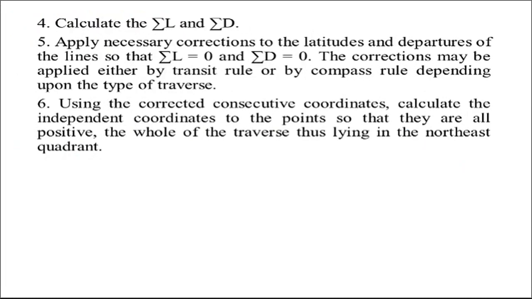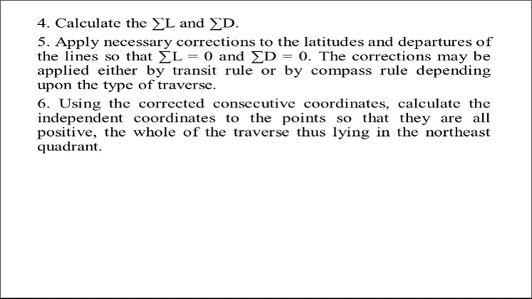After that, we have to calculate the summation of latitude and the summation of departure, and we have to find out how much is the error in latitude and how much is the error in departure. The next step, apply the necessary correction to the latitude and departure of the lines so that the summation of latitude will be equal to 0 and the summation of departure is equal to 0. These corrections are applied either by transit rule or by compass rule, depending upon the type of traverse.